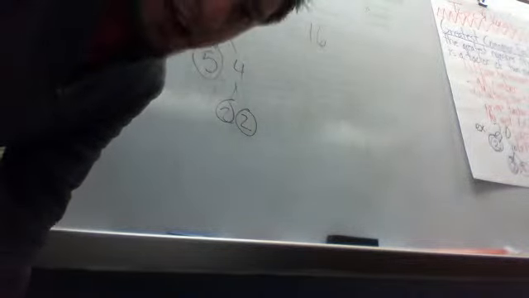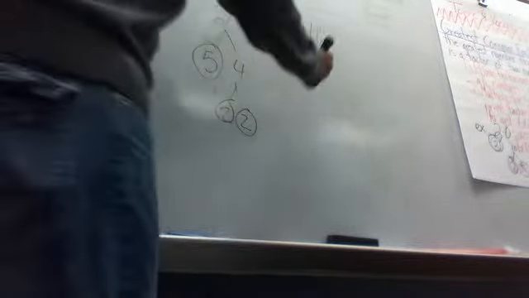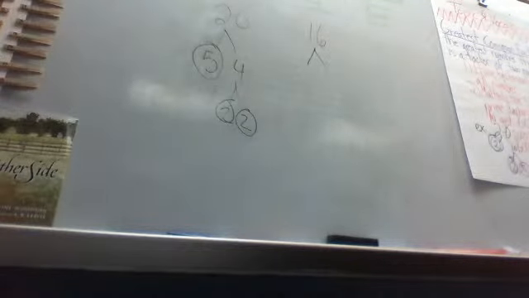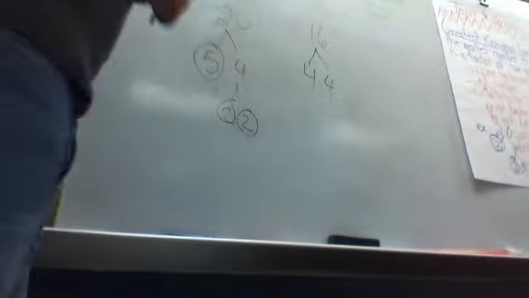Now, we're going to look at the number 16 over here, and we're going to use a factor tree to factor out 16. So what two numbers can I multiply together to get 16? 4 and 4. Which one of those numbers is composite? Which one's prime? They're both composite. Very good.